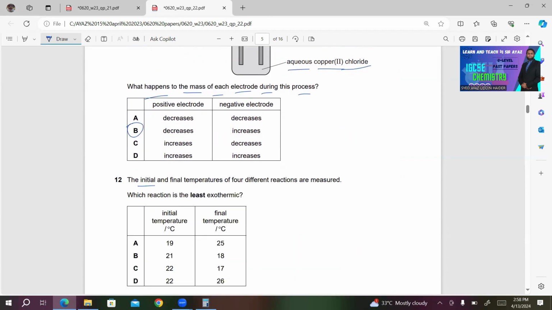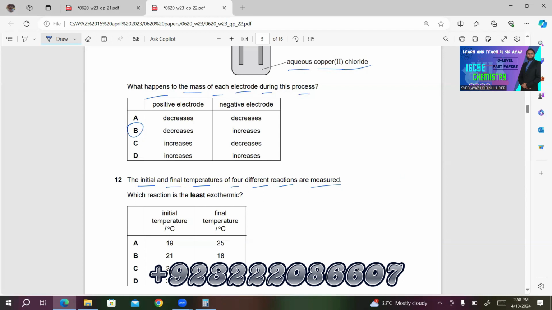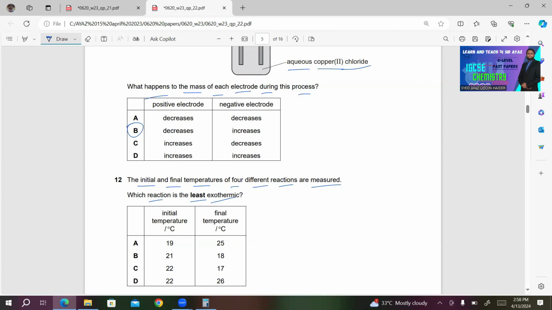12. The initial and final temperatures of 4 different reactions are measured. Which reaction is the least exothermic? What are exothermic reactions? The reactions which release heat to the surrounding. So there must be a rise in temperature, final temperature. So if you see in A and D, there is a rise in temperature. So either A is correct or D is correct. Both B and C are incorrect because of the decrease in temperature. Both of these are endothermic.